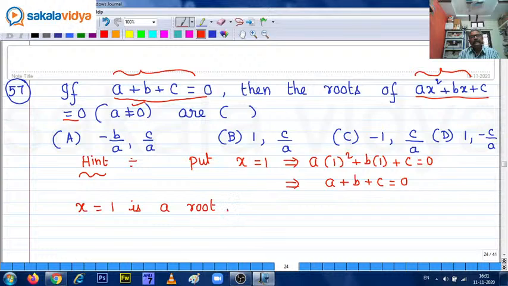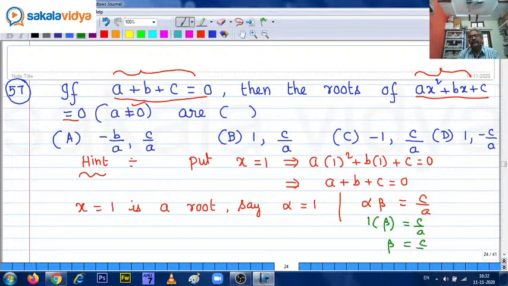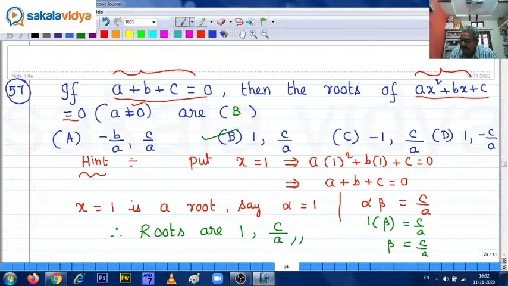So say alpha is equal to 1. Now the other root we need to find out. We know that the product of the roots, alpha beta, is equal to c by a. Substituting alpha is equal to 1, 1 into beta equals c by a, so beta equals c by a. Therefore the roots are 1 and c by a. That means option B is the right option.